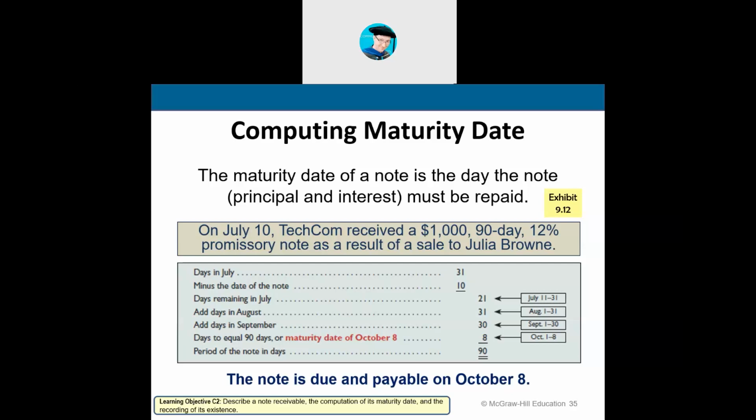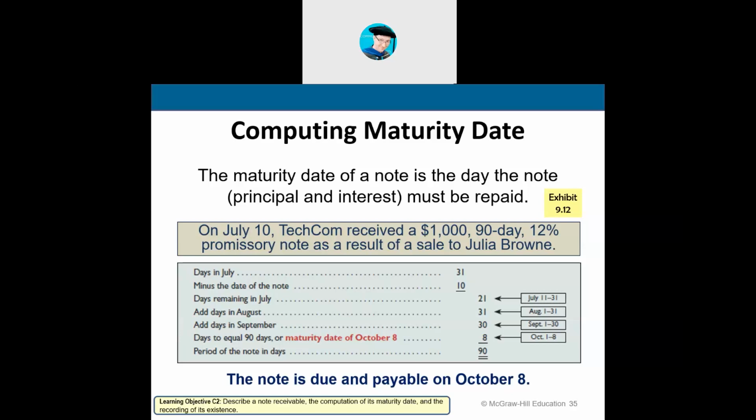In this example, we have a $1,000 note, 90 days, 12% interest. 90 days is the maturity. In other words, this is a 90-day loan. You have 90 days to pay me $1,000 plus 12% interest. That's how we read this. $1,000, 90-day, 12%. We have the face value, we have the time period, and we have the percentage interest.